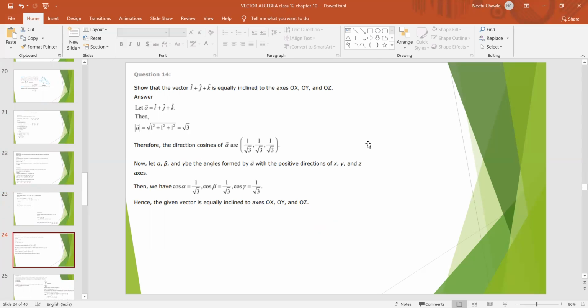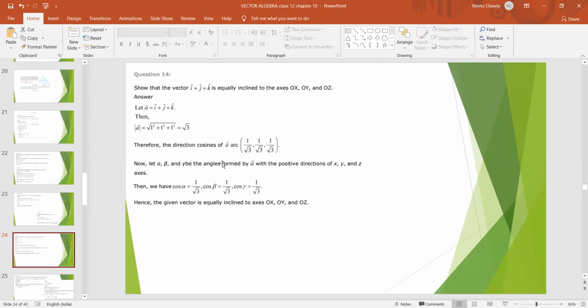This is your question number 14. I'm doing a few questions here and the remaining you have to do because they are of a similar kind. Show that the vector i plus j plus k is equally inclined to the axes OX, OY and OZ. Equally inclined means we have to prove that their direction cosines are the same.